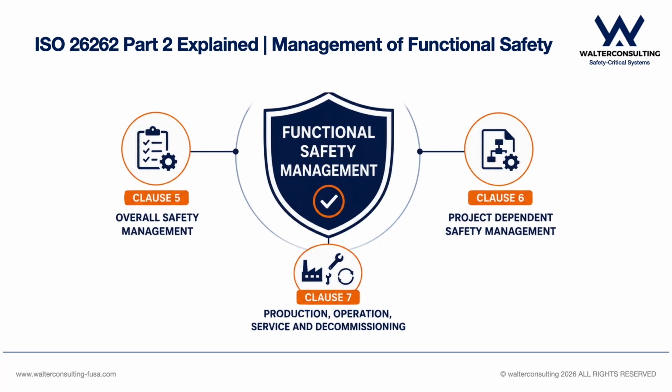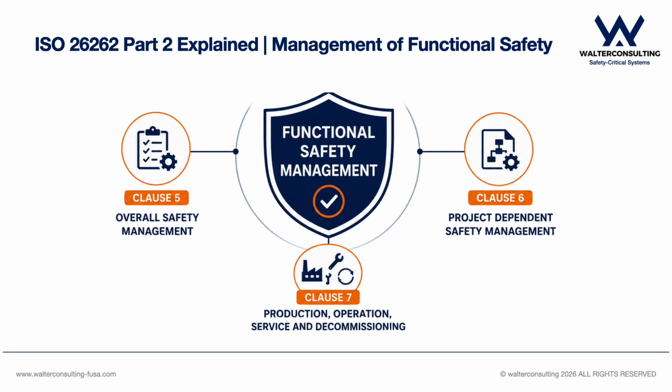When engineers think about ISO 26262, they often think about hazard analysis, ASIL classification, safety goals, or system development. However, before any of these technical activities can be performed successfully, something else is required: a management framework. Functional safety does not happen automatically. It requires planning, defined responsibilities, competent personnel, and continuous oversight. This is exactly the purpose of ISO 26262 Part 2.